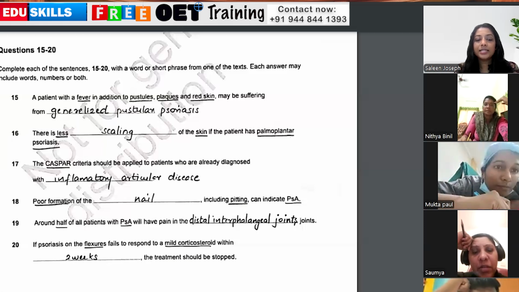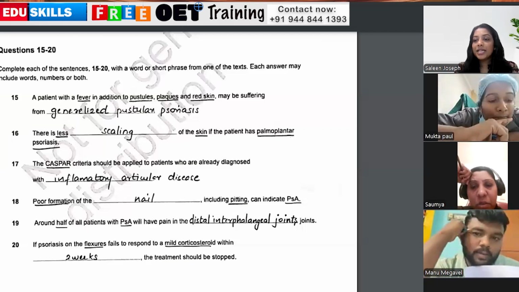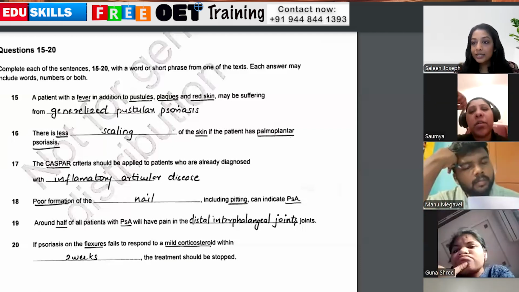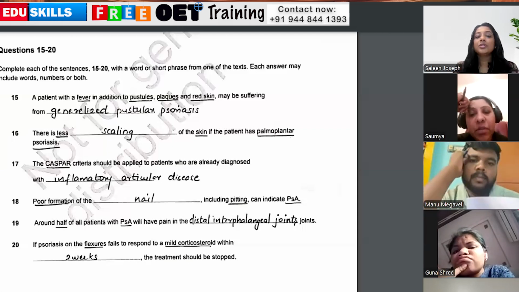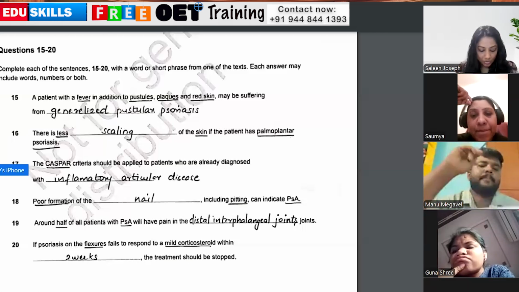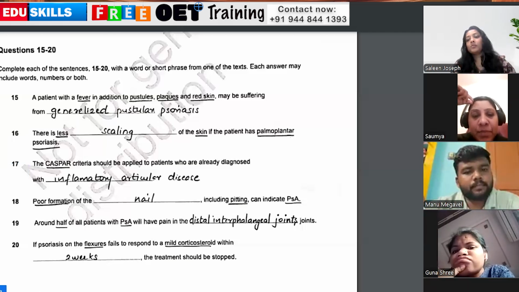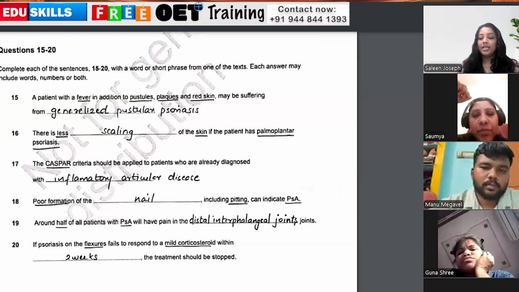Next, 19. 18 is correct. The 19th one: joint is repeating. Sometimes we may write distal interphalangeal joints, but the word joints is already there. So if you write it again, it's a repetition and a grammar mistake, so they won't give you marks. Fine. Now, the 20th question, whether it's right? Yes.